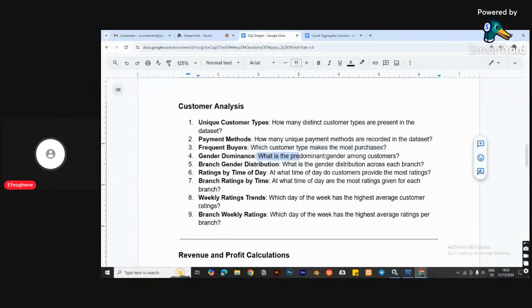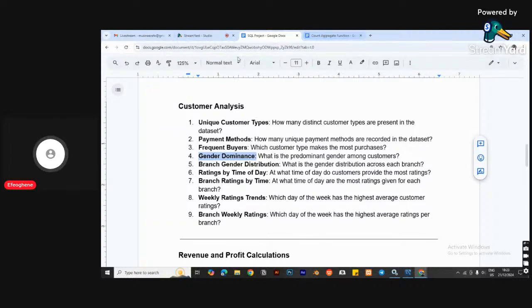All right, so what is the predominant gender amongst customers? This is gender dominance. That's what the question is related to. There's some additional information here. So aside from working with these questions, what does this question actually mean? We want to know our frequent buyers. Beautiful, I didn't see that. Also gender dominance. We want to know which gender is dominating our market. Is it the female gender? Is it the male gender? So you know how to work with that data.